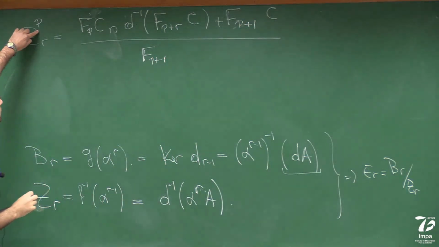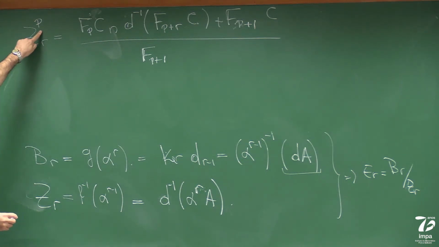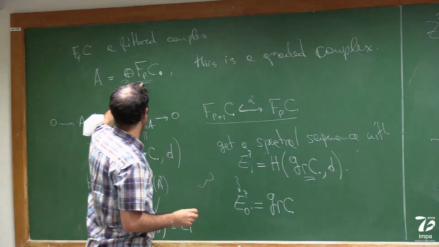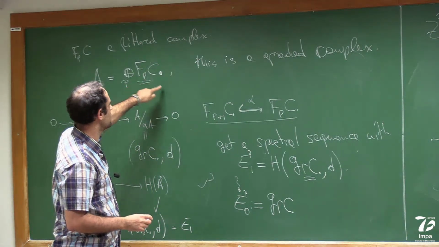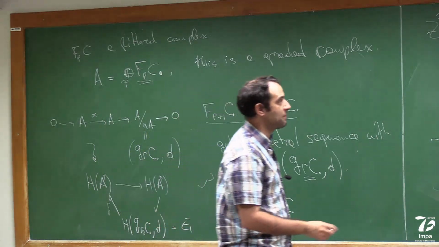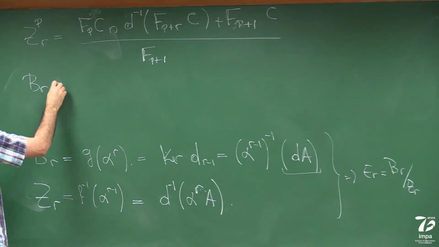So I'm doing everything modulo F^{p+1}. This is why I'm looking in degree p. My complex in degree p was F^p, and I'm looking at the degree p piece, so I divide by everything that is in degree p+1. And B^r is something similar.